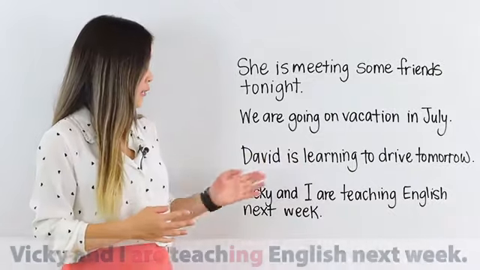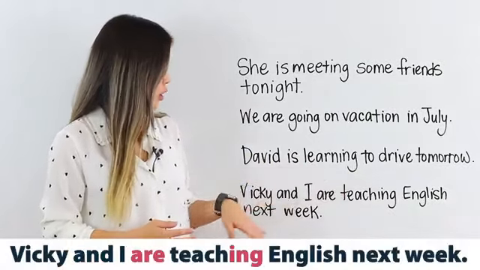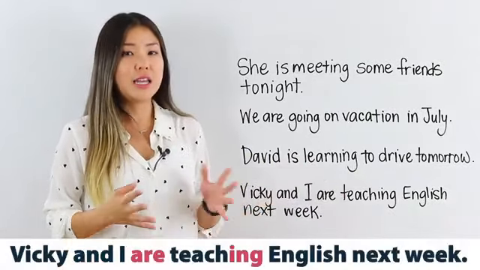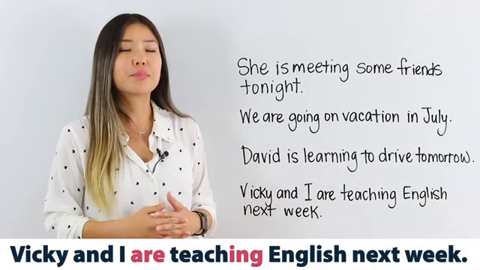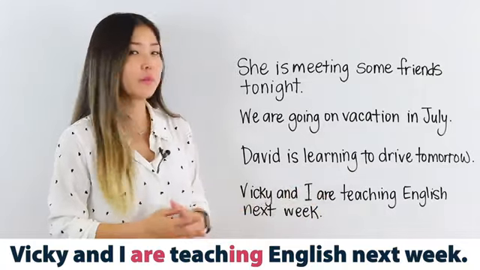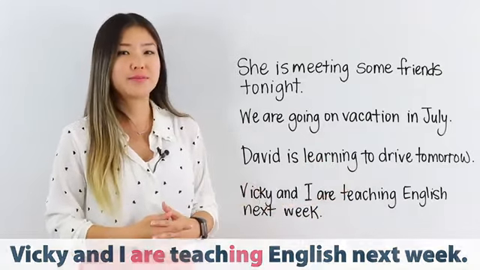And lastly, Vicky and I are teaching English next week. Vicky and I, if we think about the subject pronoun, is we. That's why we used are. We are teaching. Let's move on.